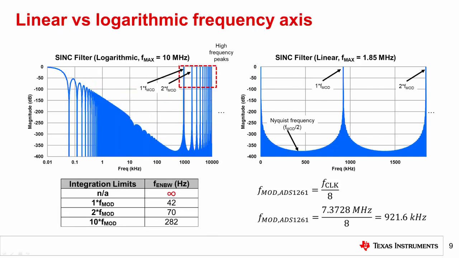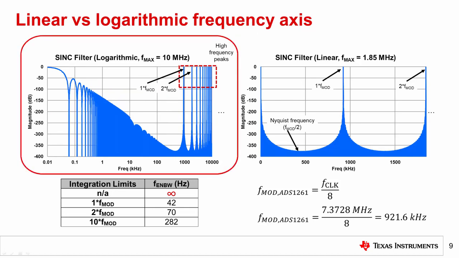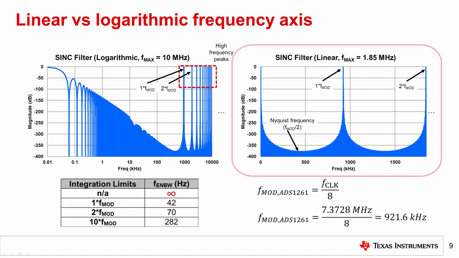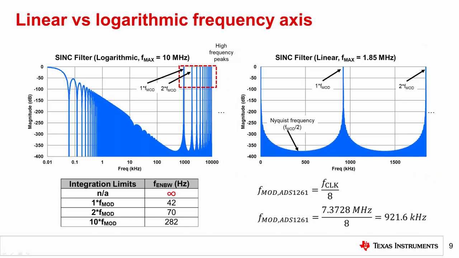This slide shows the sinc filter plotted in two ways. First, on a logarithmic frequency axis extending out to 10 MHz on the left, and second, on a linear frequency axis extending out to 1.85 MHz on the right. The plot on the right is the same one shown on the previous slide. While the two sinc filter plots shown here look very different, remember that they still represent the same information, just on a different scale.